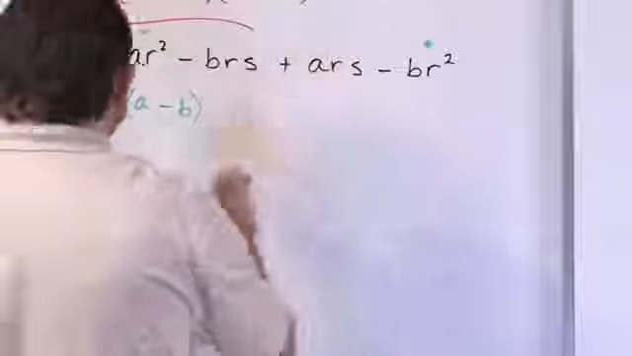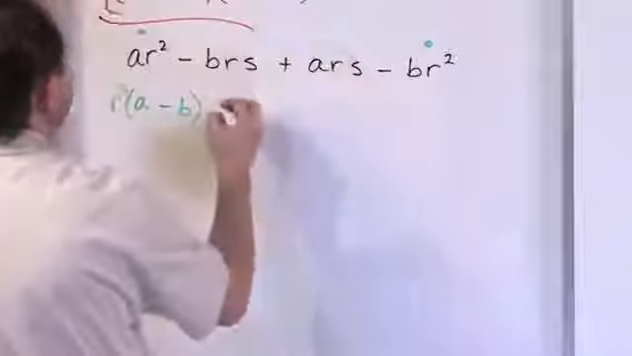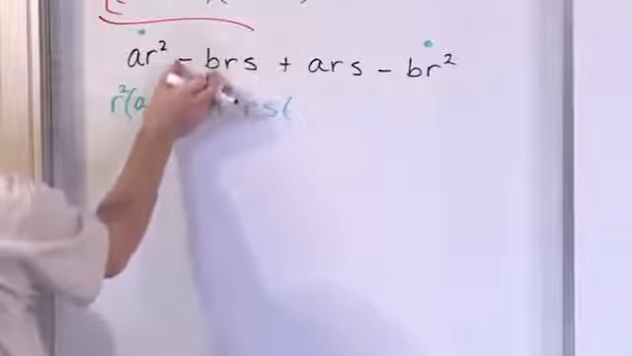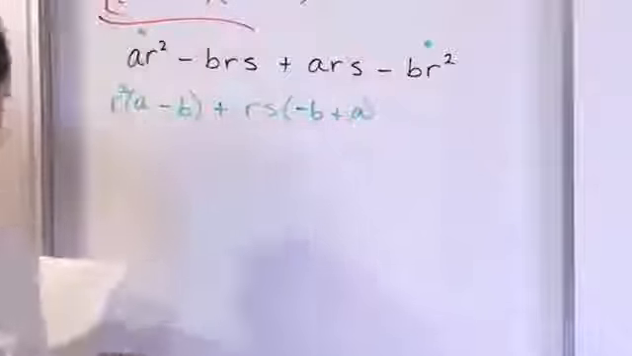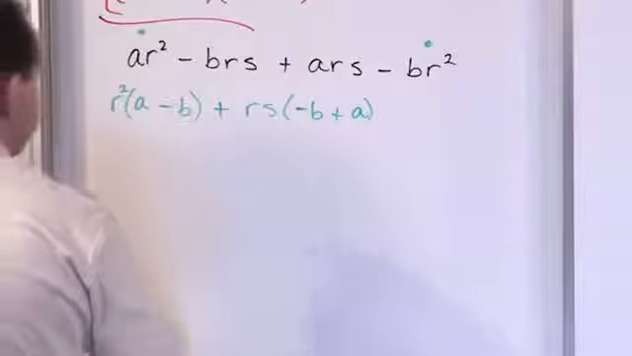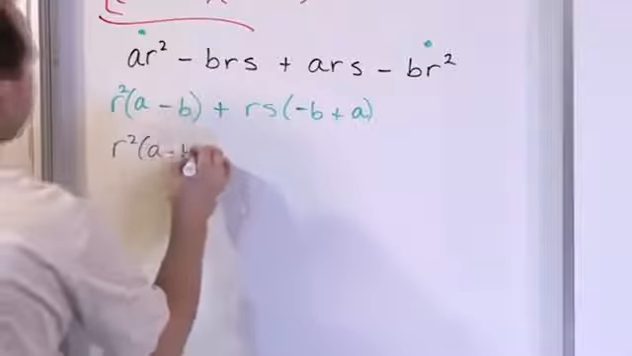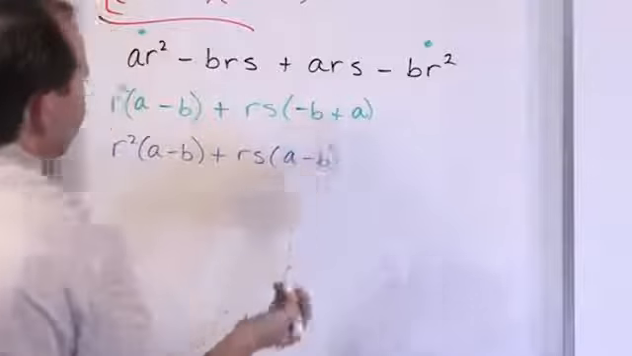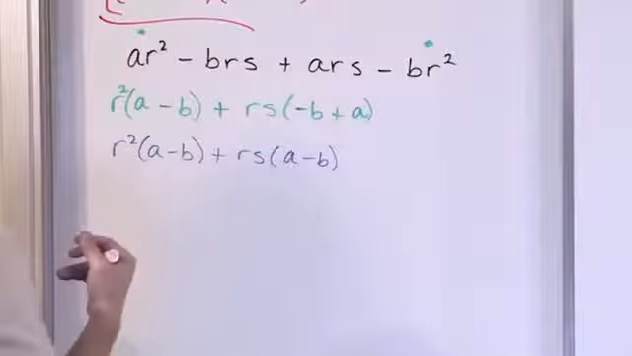Now, we look at this and say, what can I pull out from here? I have an rs common and also an rs common. So I'm going to pull out rs from both of those. Inside here, the only thing left is going to be negative b. The only thing left here is going to be positive a. Suddenly it doesn't look too helpful, but then you realize I can rewrite this: r squared times a minus b, plus rs times negative b plus a. Negative b plus a is the same as a minus b, I think you would agree. I still have the positive a, I still have the negative b. I've just rearranged the order, and that is the exact same thing.